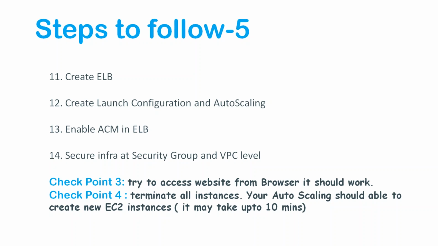And we are going to use security groups, secure infra, security group and VPC level. We are going to modify our subnets, I mean to say security groups, to make sure that it is accessible securely. And we are going to create a VPN as well. And here the checkpoint would be to try to access the website from the browser. It should work. And if you terminate all the instances, auto scaling should be able to create new EC2 instances without any issues. This is what we are going to do.